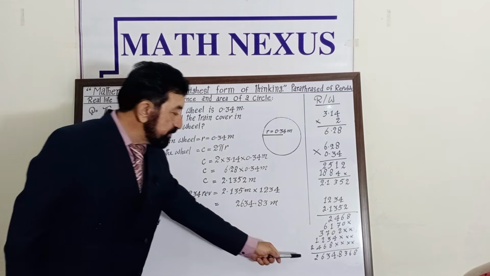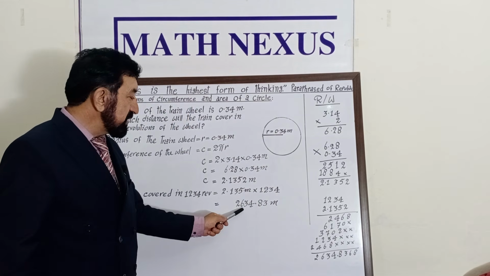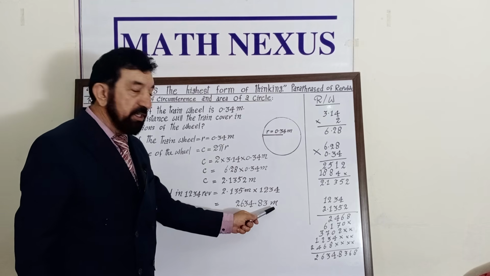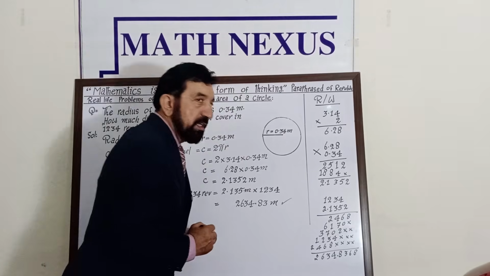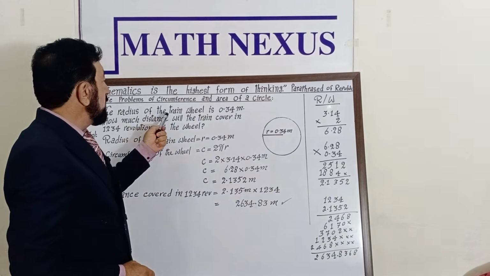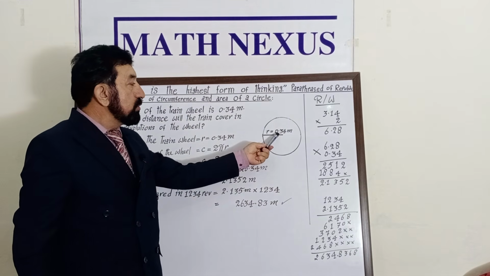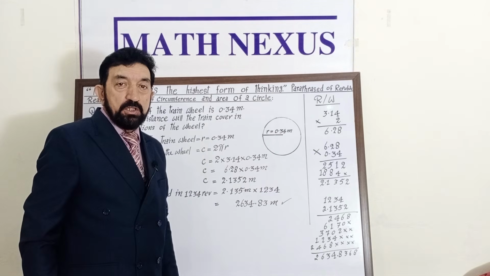This is equal to 2634.83 meter. This is the distance covered by the train wheel having 0.34 meter radius.